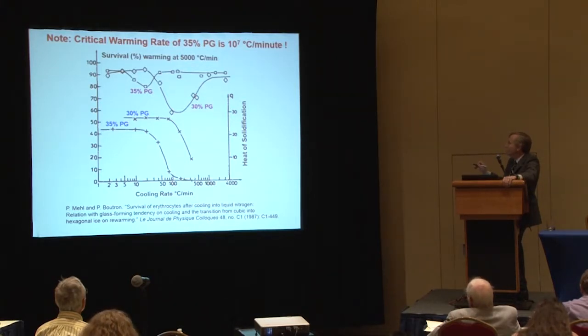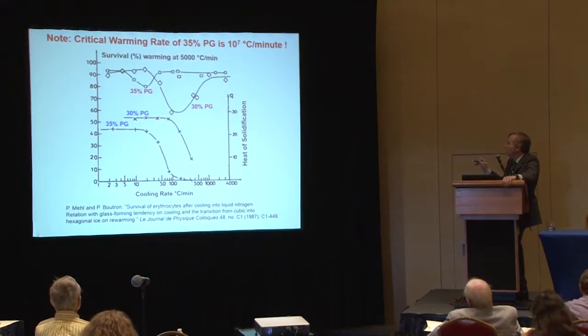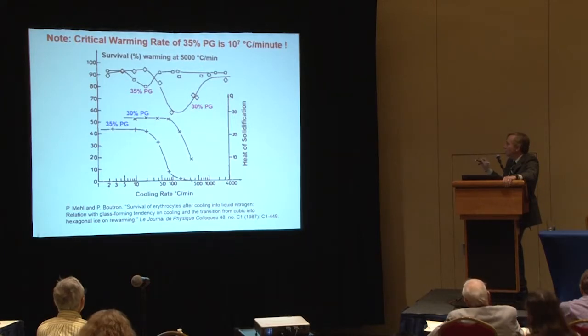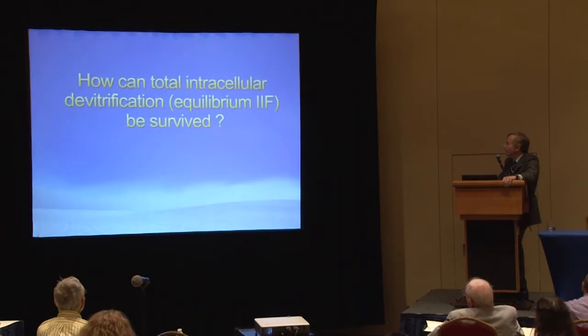And certainly for 30% propylene glycol, no one has even bothered to try to measure or calculate the critical warming rate of that because it would be ridiculously high. So there's no doubt that these red cells were devitrifying extensively, basically devitrifying to equilibrium during the warming process intracellularly, and yet they are surviving. So then we have the question, how can total intracellular devitrification be survived?